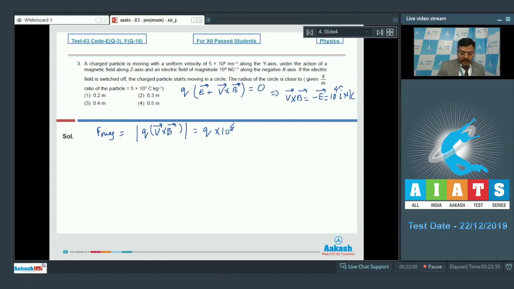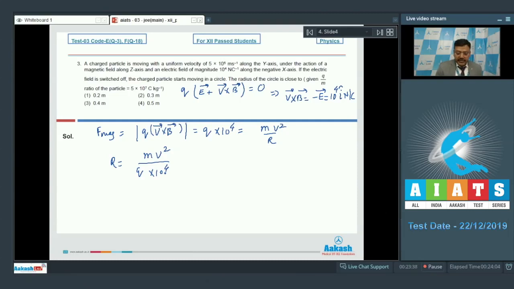SI units. Okay. Now once the field is switched off, this force will provide the centripetal force, and that means it is equal to mv square by r. And so the expression for r, the radius of the circular path, is mv square by q into 10 to the power 4.